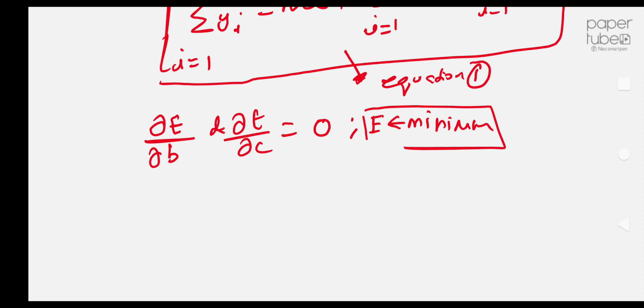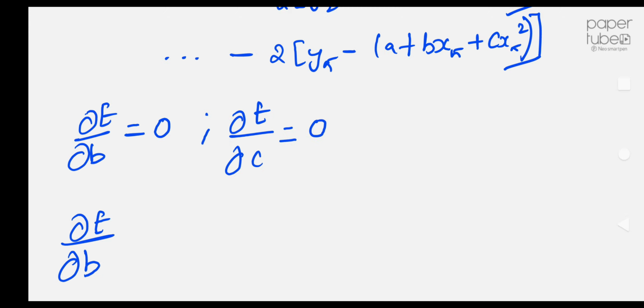If e should be minimum, then the partial derivative of error with respect to a, the partial derivative of error with respect to b, and the partial derivative of error with respect to c should all be equal to 0. That's the must condition. So let's continue to derive how the partial derivative of error e changes with respect to b, and how the partial derivative of e changes with respect to c. So ∂e/∂b should be equal to 0. How do you do that? Maybe let's write it.